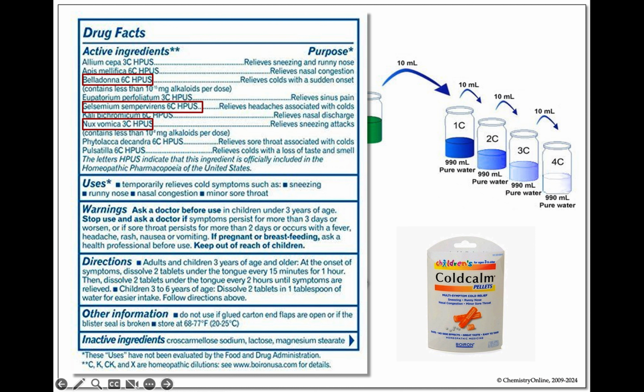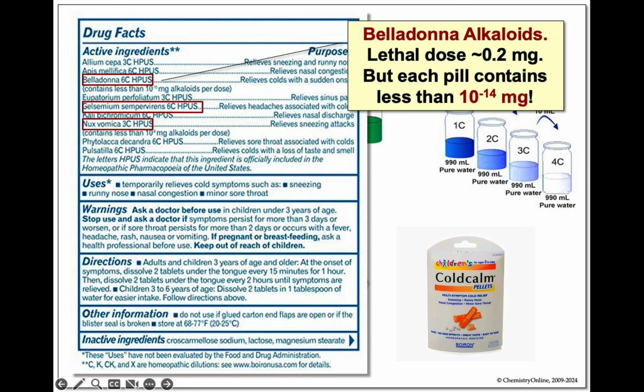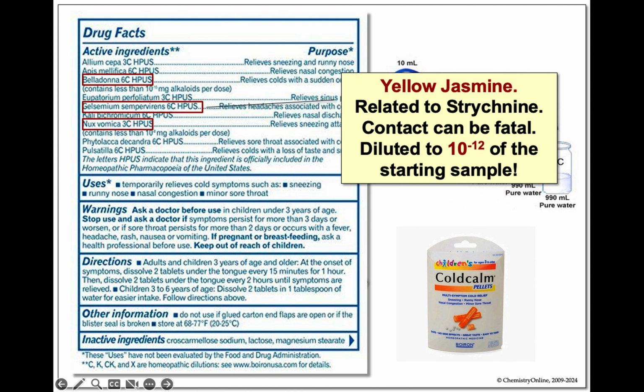I have highlighted 3 of them here. These are belladonna alkaloids. Lethal dose of about 0.2 milligrams. This is a 6C, 10 to the minus 14, so it's milligrams of nothing in the pill. This is yellow jasmine. Yellow jasmine is related to strychnine. It's a little brush sort of thing. It has flowers on it, pollen. That's where the yellow jasmine toxin is.